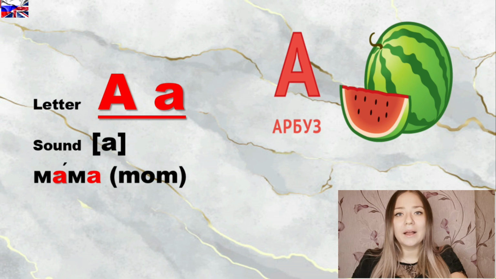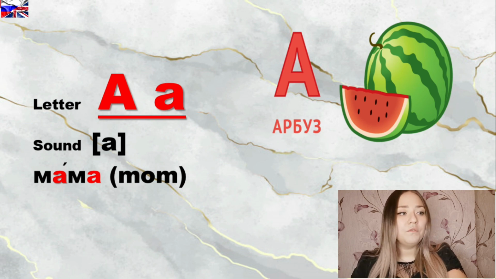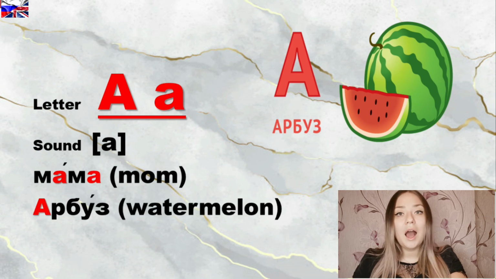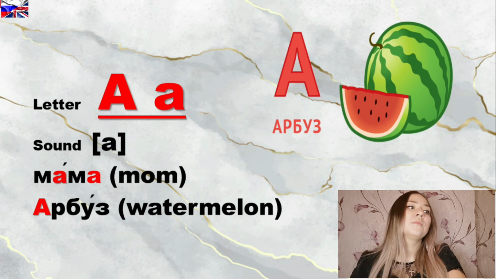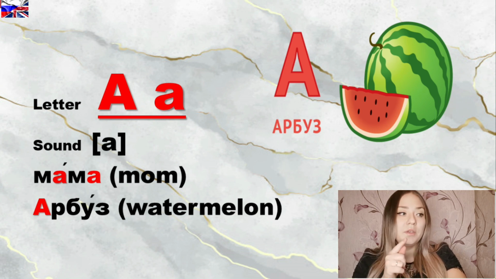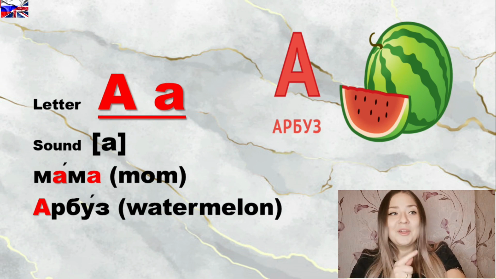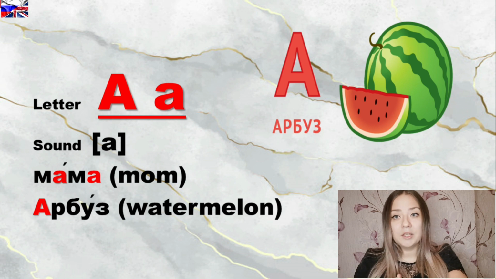Mama. You see, the sound A in Russian is very clear. Or for example, watermelon: arbuz. I put the apostrophe where the word is stressed, but actually we don't write these apostrophes, we don't write the stress in real life.